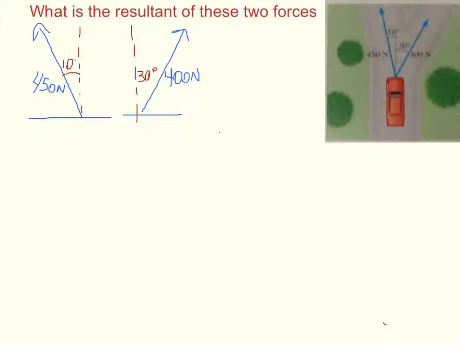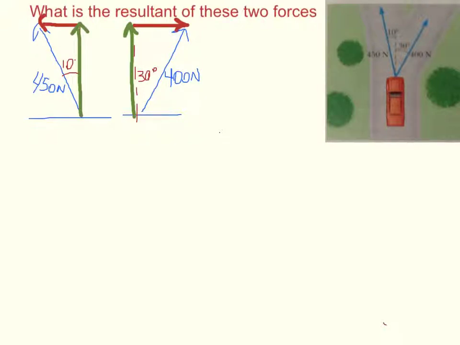Okay, we got a problem here with a car being pulled by two people at two different angles with two different forces. And the question is, what's the resultant of these two forces pulling at the same time? So I've made two separate pictures, one for the force to the left, one for the force to the right. And I'm going to break them down into their components.